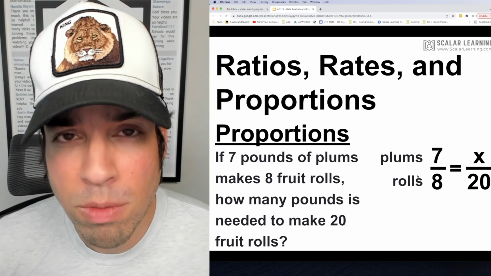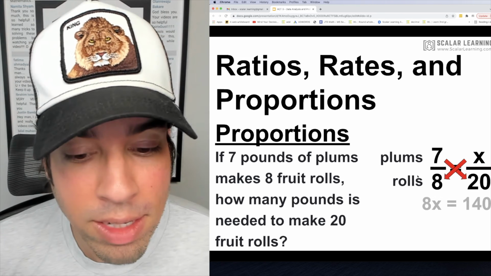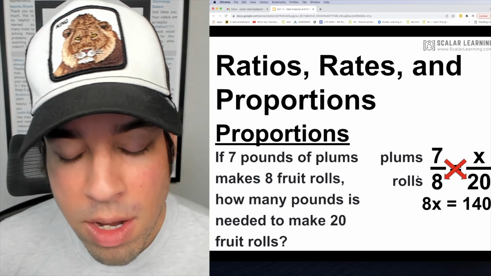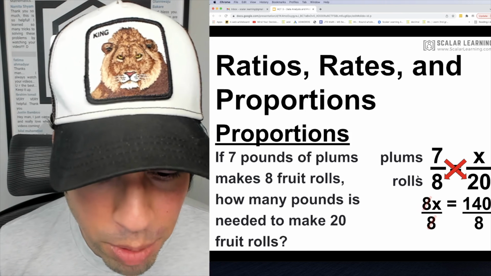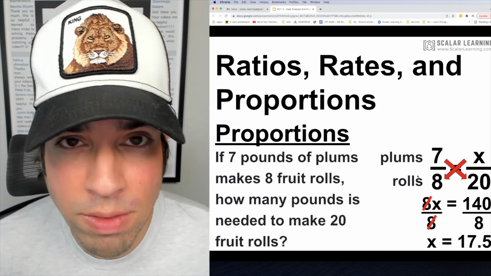Once we have the proportion set up, this is no problem. We just cross multiply like so, right? So 8 is going to multiply the X, 8X, and on the other side, 7 times 20, which is 140. And then to solve, all I got to do is divide both sides by 8, standard variable isolation. Boom, cancel those out. 140 divided by 8 is 17.5.